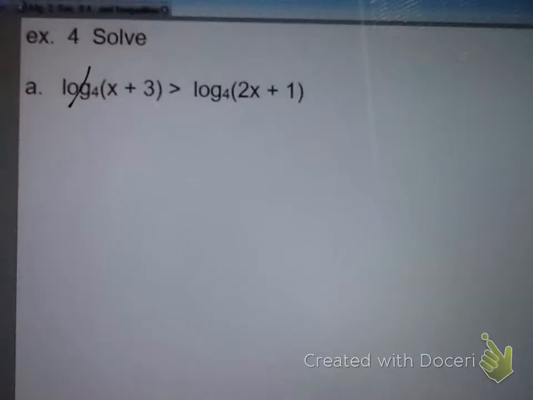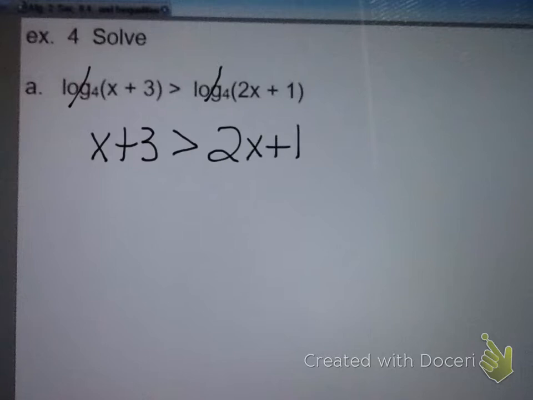Okay, let's look at example 4. The logs go away, so we're going to put x plus 3 is greater than 2x plus 1. Now notice we just have an x, so we need to solve for x. Get x on one side, whole numbers on the other.